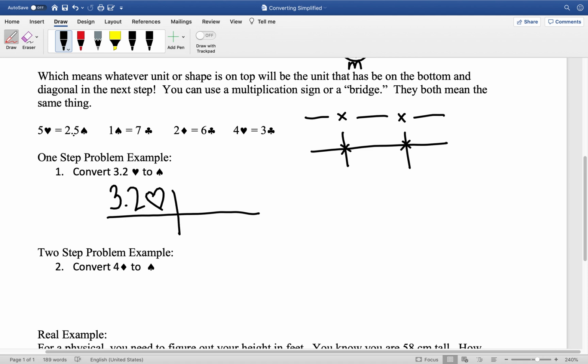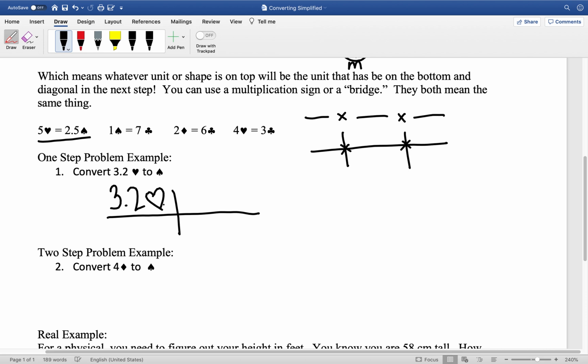So what I'm going to do is I'm going to go up to my equalities, and I'm going to say to myself, which one of these equalities relates hearts to spades? The only one that relates hearts to spades is this one right here. So I'm going to use this equality. Now, I have to decide, am I going to put 5 hearts on the top or bottom? And am I going to put 2.5 spades on the top or bottom?